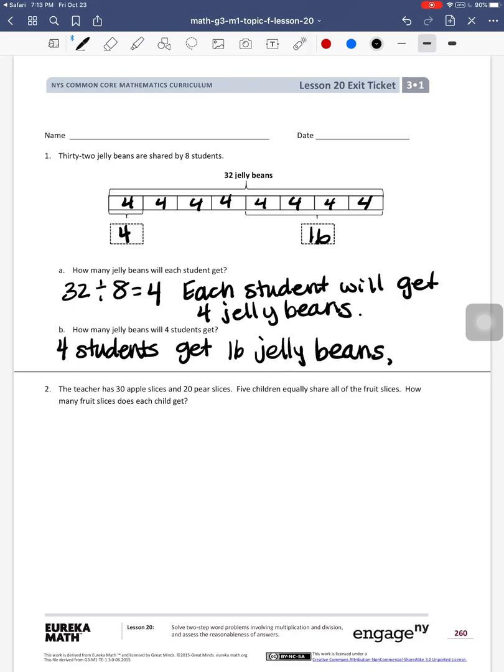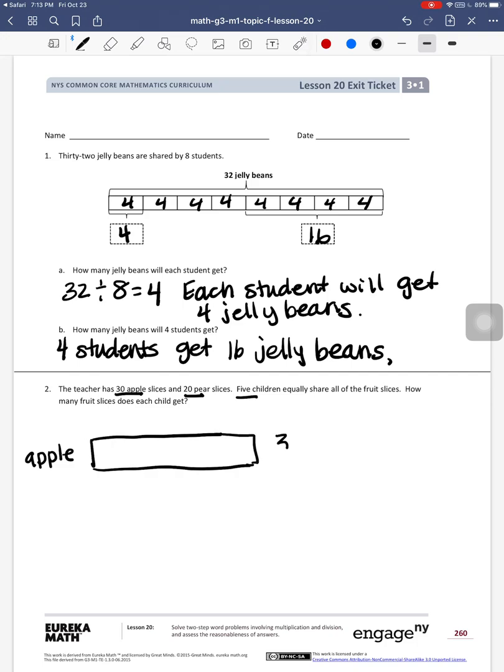Number 2, the teacher has 30 apple slices and 20 pear slices. 5 children equally share all the fruit slices. How many fruit slices does each student get? Okay, so we know 30 apple slices and 20 pear slices and 5 children. Oh, goody, we get to make a double tape diagram again. So here we're going to do apple on top.